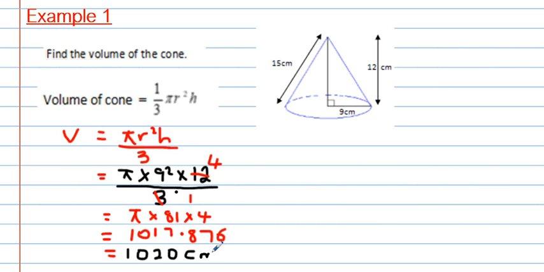The advice is that in the exam, write this number down first so that if you make a mistake in rounding, you can still get some marks. Centimeters cubed, because it's volume. Okay, now let's go to the second example.